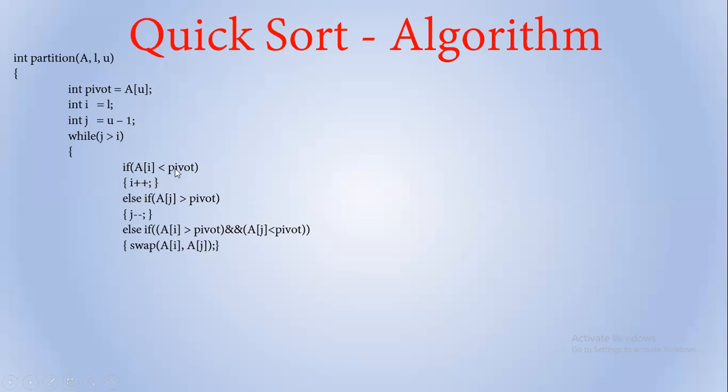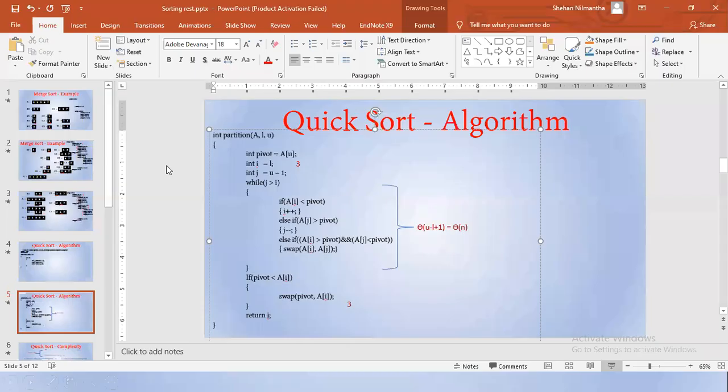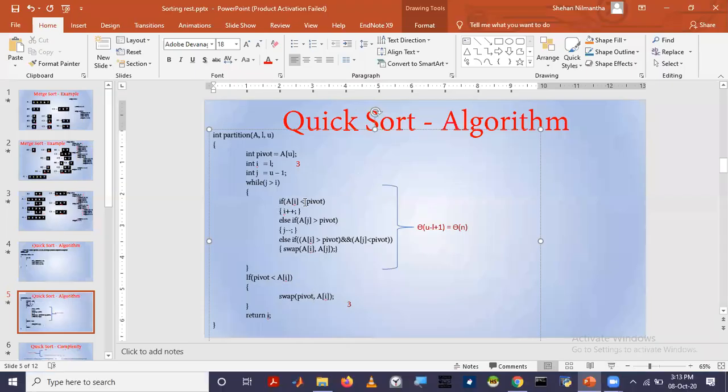So there is a small mistake here. We should also check the equal condition, because if there is an equal element, it will not be checked. It will not be less than, it is not greater than, and it is also not greater than and less than. So we must check for the initial equal condition also.